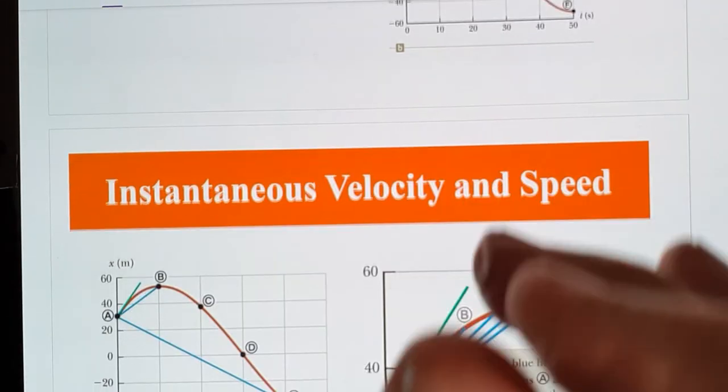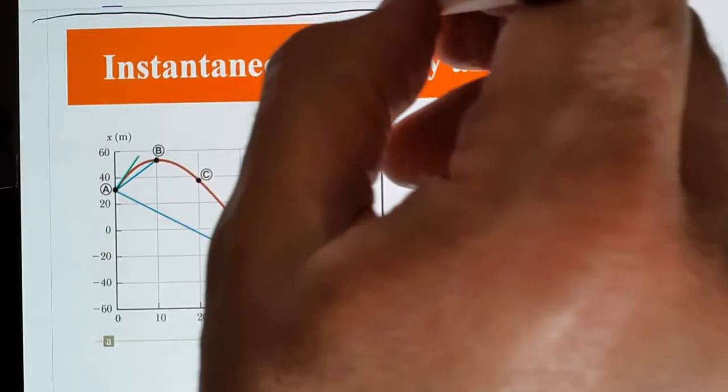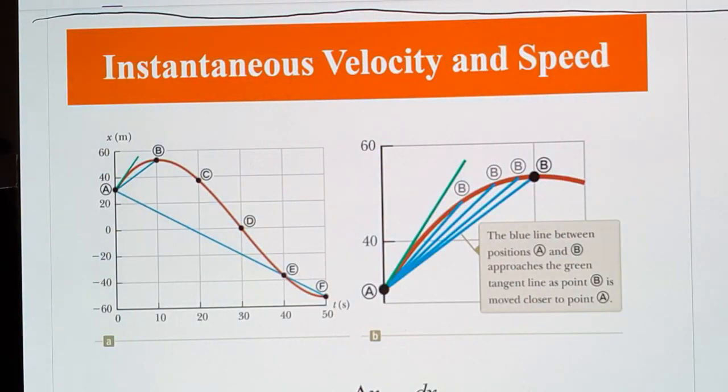Okay. So far the lecture is finished, by the way. We'll stop here. We continue inshallah Tuesday with the instantaneous velocity and speed. Let me stop the recording and see if you have any question.